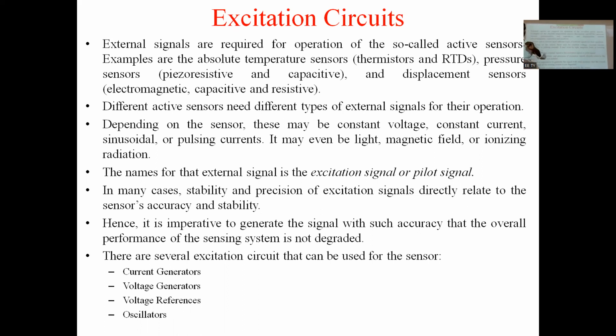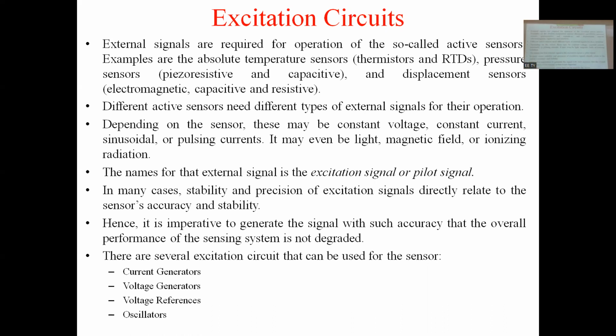So we need to understand the excitation circuit. It is an interfacing circuit required to enable the operation of an active sensor, right? See, different active sensors need different types of external signal for their operation. Different types of sensor, like a displacement sensor, will require different excitation circuitry. Suppose consider an RTD, it will require a different type of excitation circuitry.